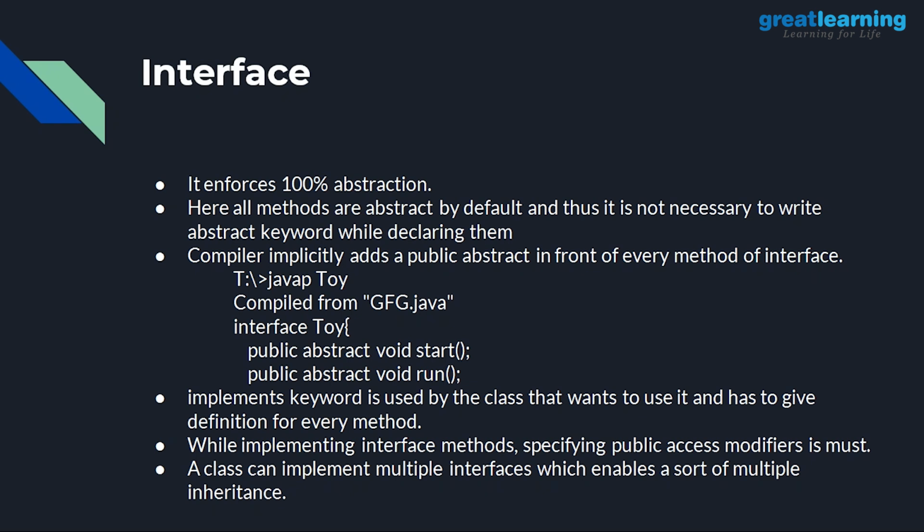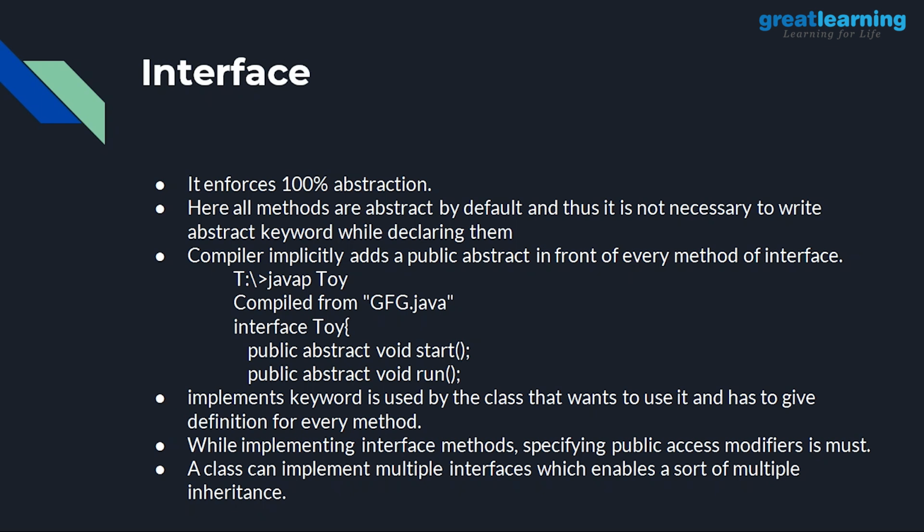The implements keyword is used by the class that wants to use the interface and has to give a definition for every method. We just use the inheritance concept here again. Since this is an interface, we have to use the implements keyword instead of extends. While implementing interface methods, the public access modifier is a must, so the methods defined will be public. And we have to define all the methods in the class which is implementing it.